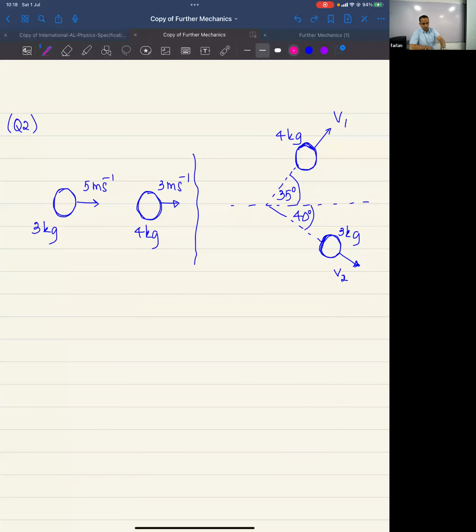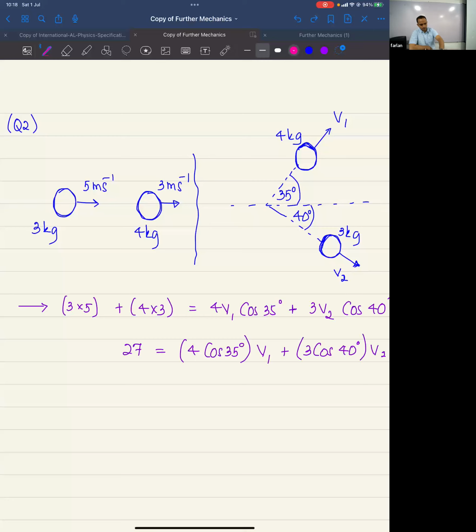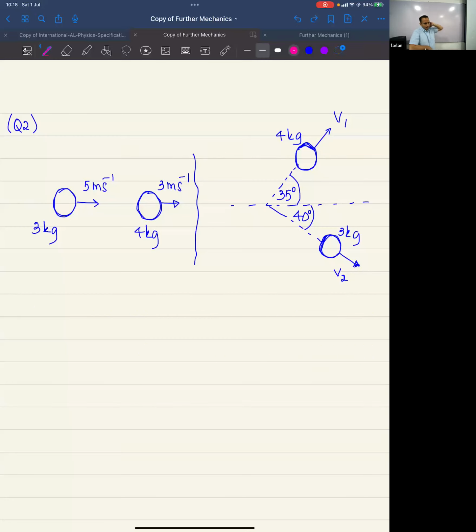Guys, write down the question. I'm not going to narrate the question. You have to find the V1 and V2. Can you find the V1 and V2?